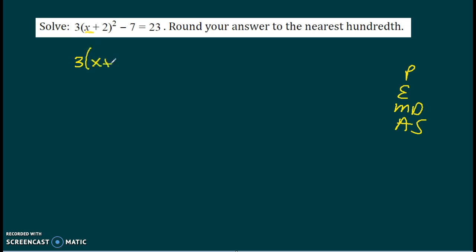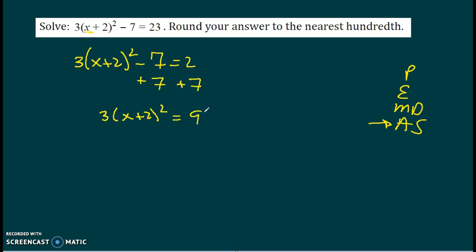So I'm going to look at the left side of this equation and I'm going to ignore these parentheses at first. That's way at the top. I got to start way here at the bottom and say, is there anything on this side of the equation to add or subtract? And of course, we're going to add that 7 to both sides, giving us 3(x + 2)² = 9.